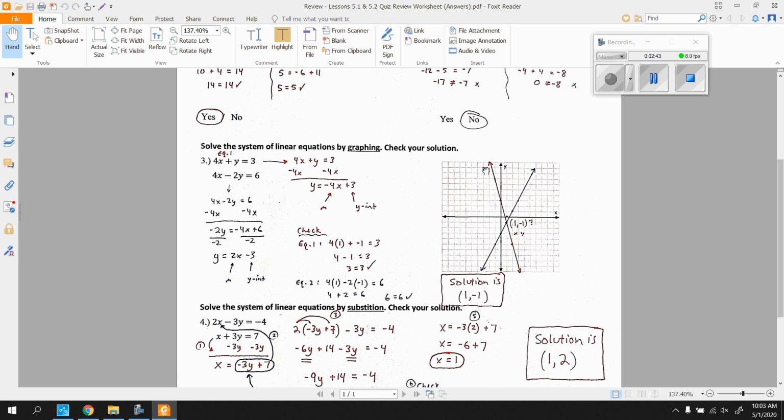So the point where these two lines crossed, what it looked like was 1, -1. So that's what I'm thinking is my solution. I feel pretty good about it.